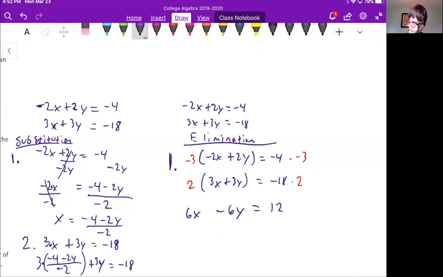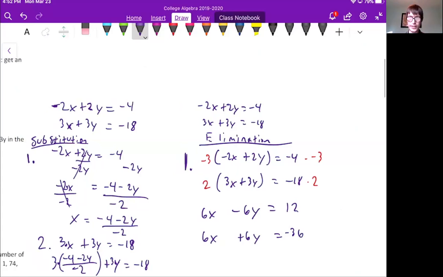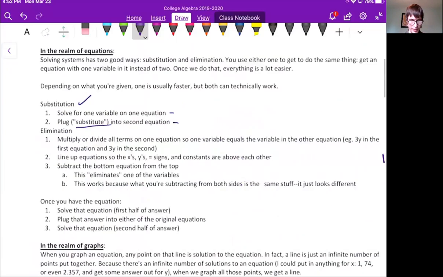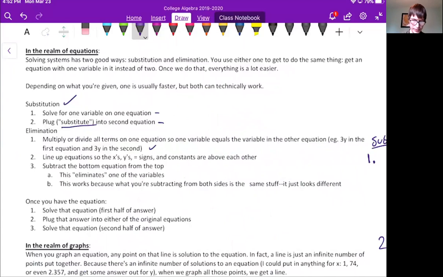And the bottom, we'll do the same. 3x times 2 is 6x. 3y times 2 is 6y. That's a plus 6y. And the negative 18 times 2 would be a negative 36. Okay, that was step 1. We've done step 1. That's all we had to do for the first part of elimination.